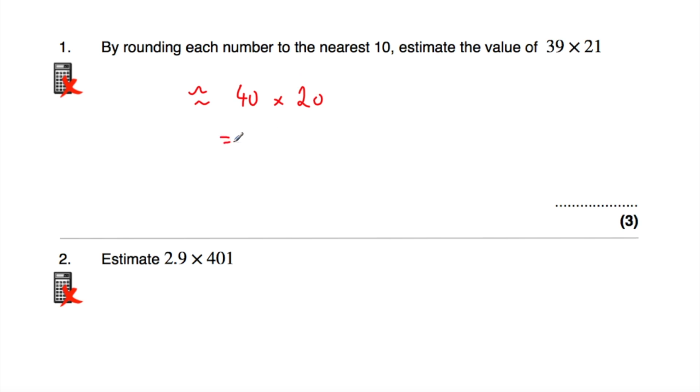Now let's work out what 40 times 20 is. 4 times 2 is equal to 8, and then we'll add on our 2 zeros. So the answer would be 800. So that means that our estimate of 39 multiplied by 21 would be 800. That's our estimate by rounding each of those numbers to the nearest 10. And just out of interest, if we were to work out 39 multiplied by 21, that's equal to 819. So 800 is pretty close to that. So it's a good estimate.